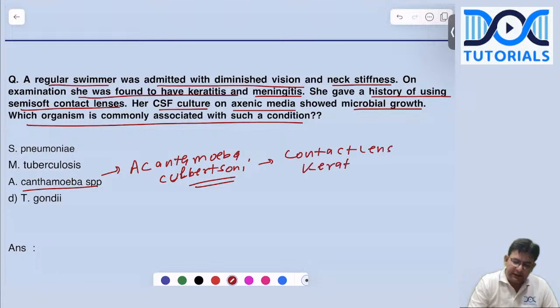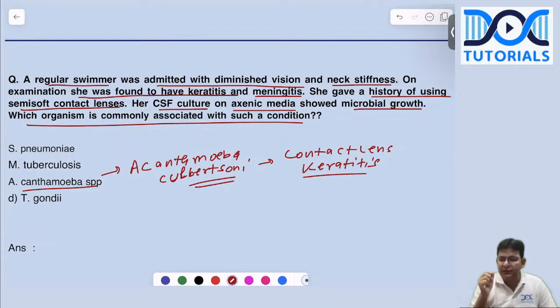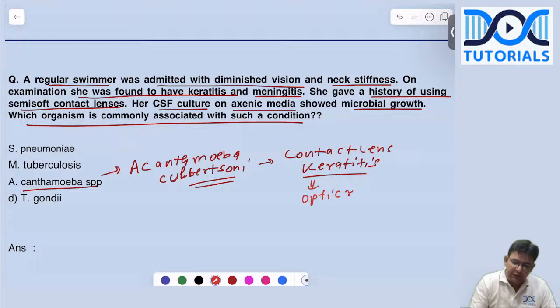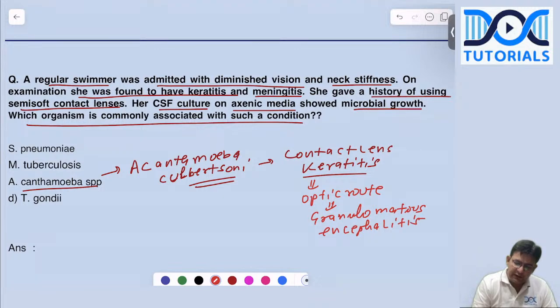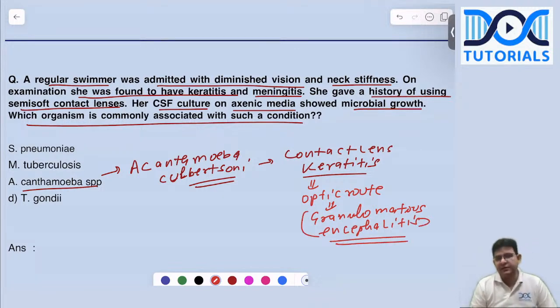And this contact lens keratitis is caused by the thorn-like pseudopodia of the trophozoite of this organism, and that is also one of the questions. Are thorn-like pseudopodia there in this? Yes, they are. And this contact lens keratitis, through the optic route, can go to the brain and cause what, guys? Granulomatous encephalitis. Okay, so this particular one is associated with causing what? Granulomatous encephalitis. Which one? Acanthamoeba.